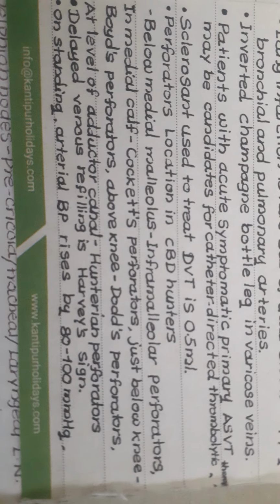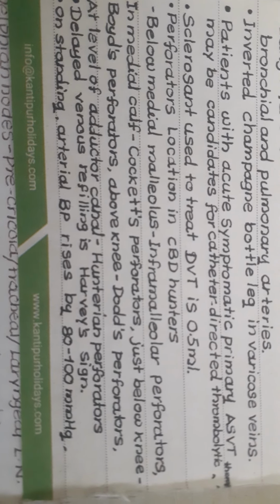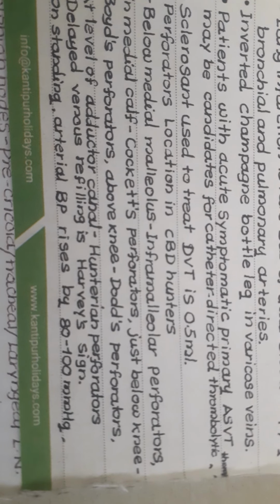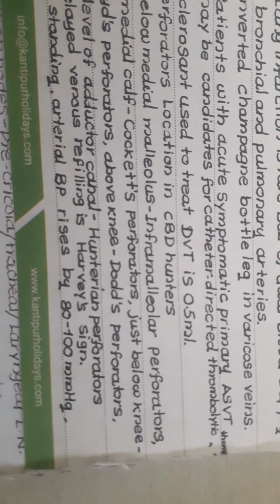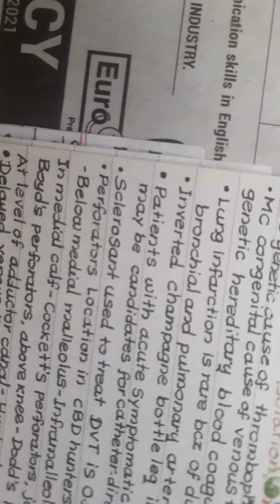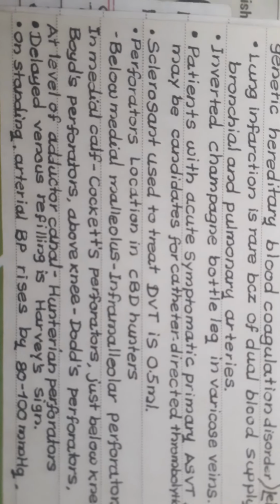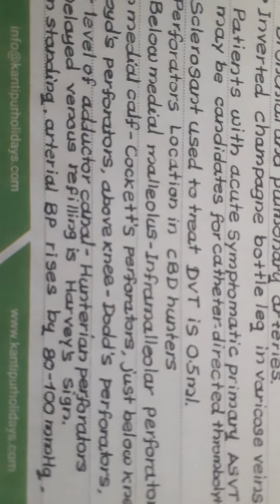Patients with acute symptomatic primary DVT may be candidates for catheter-directed thrombolytic therapy. Sclerosant used to treat is 0.5 ml.